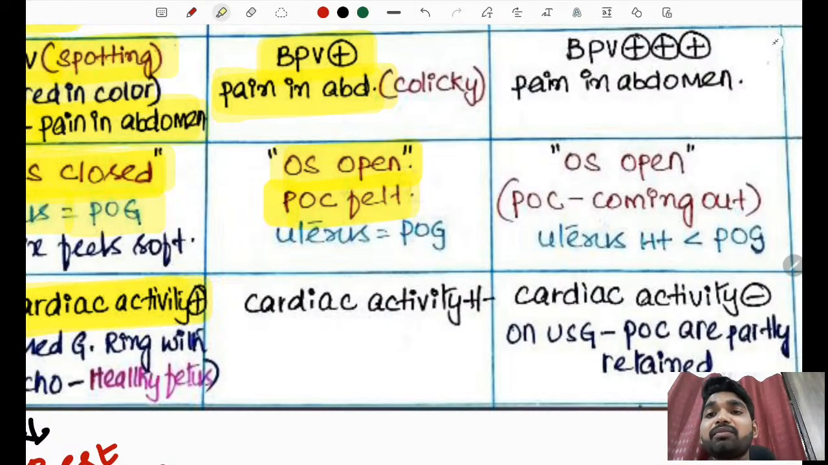And the uterus will correspond to the period of gestation. Just now the process has started, and just now the fetus is coming out. The fetus is still inside, but it has started coming out. So that's why the uterus will correspond to the period of gestation. And when you do scanning, cardiac activity may or may not be there.